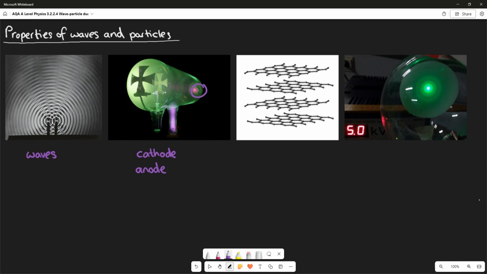And you can see that in the middle we have this cross structure. This is a Maltese cross. It's a very distinctive shape. And we have a shadow of that cross being projected onto the screen at the back. And this demonstrates to us that electrons, when they are fired, travel in a straight line. If they hit the cross, then they cast a shadow. And if they miss the cross, then they come through and they hit the screen.